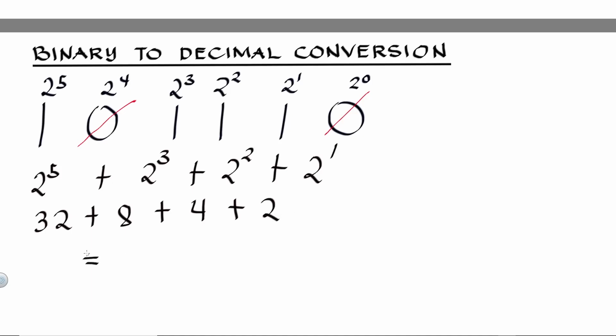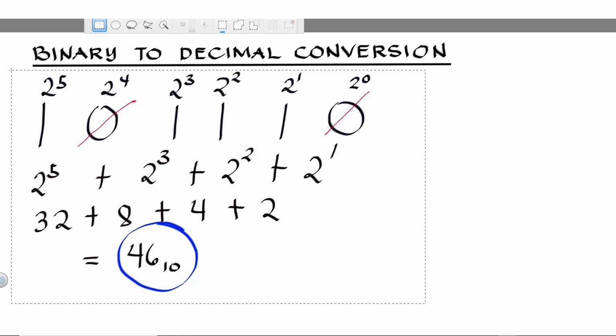So 32 plus 8 is equal to 40. Plus 4 is equal to 44. And plus 2 is equal to 46 base 10. So the decimal equivalent of 101110 is equal to 46.